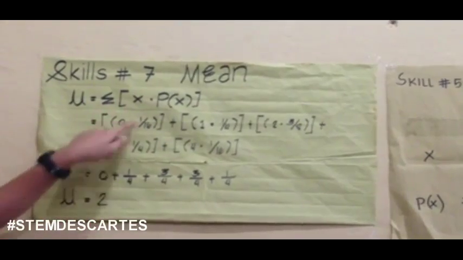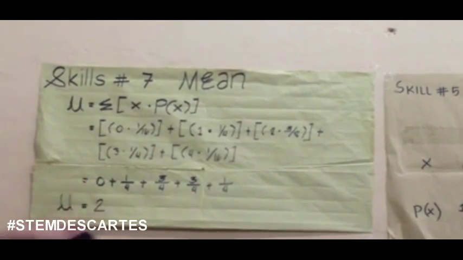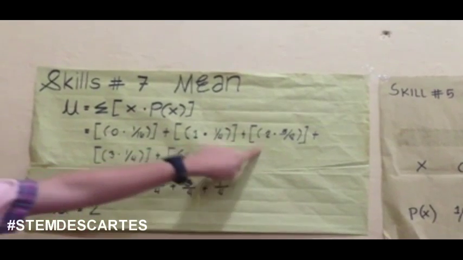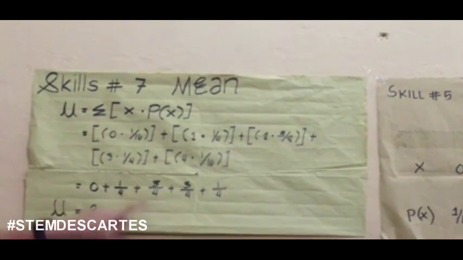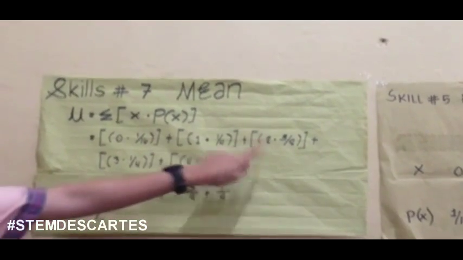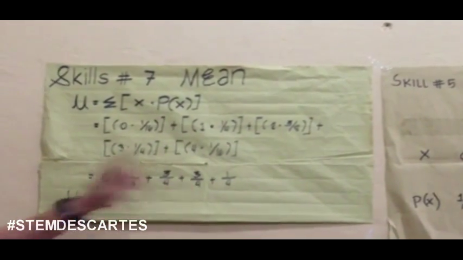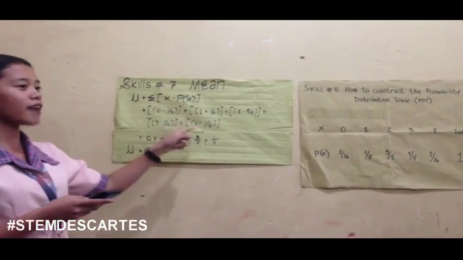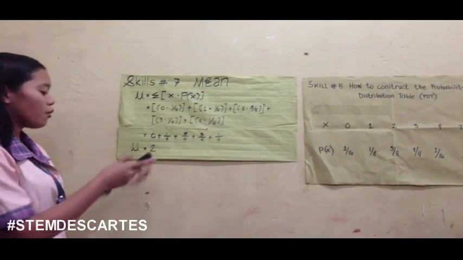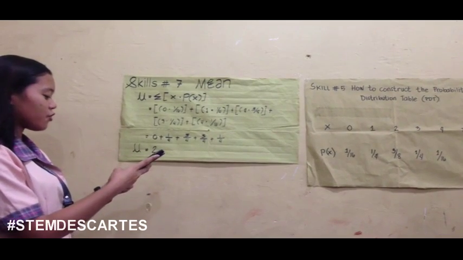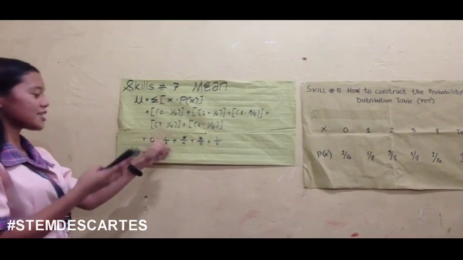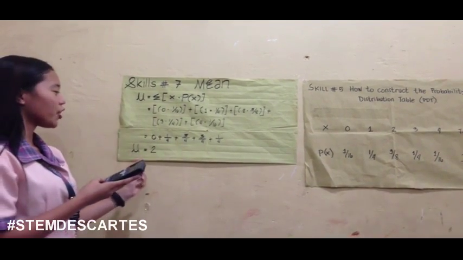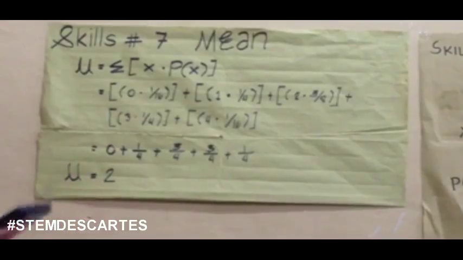So 0 times 1 over 16 is 0. 1 times 1 over 4 equals 1/4. Then 3 times 1/4 is 3 over 4. And lastly 4 times 1 over 16 is 1/4. So we will add all the answers: 0 plus 1 over 4 plus 3 over 4 plus 3 over 4 plus 1 over 4. The mean is equal to 2.